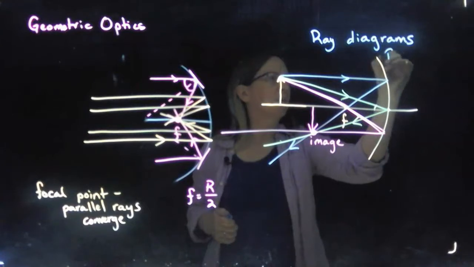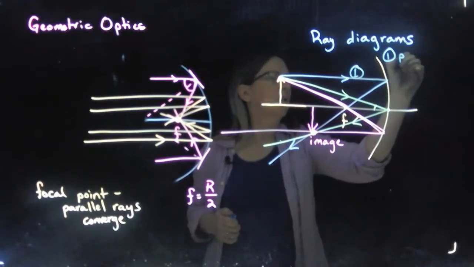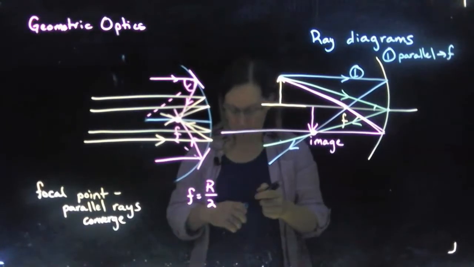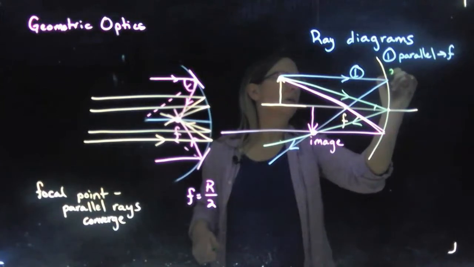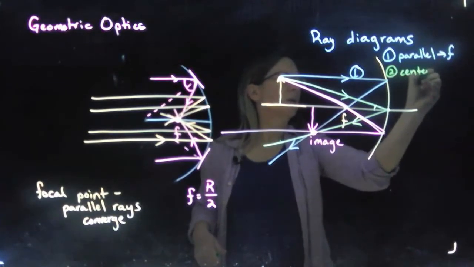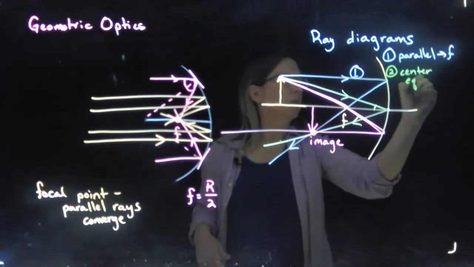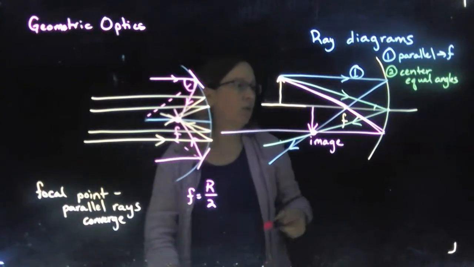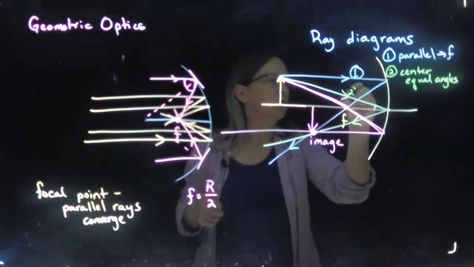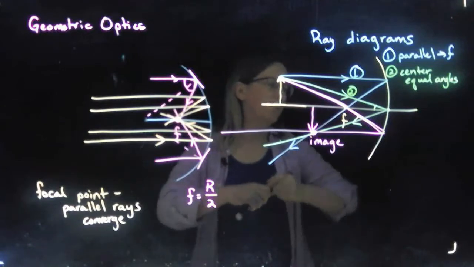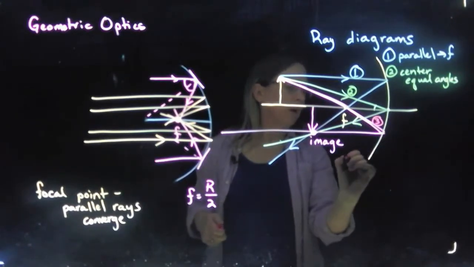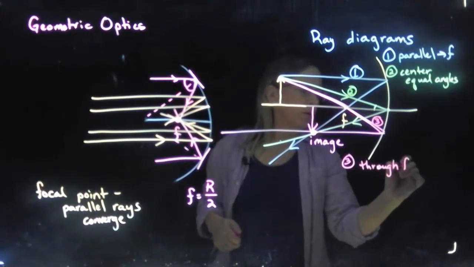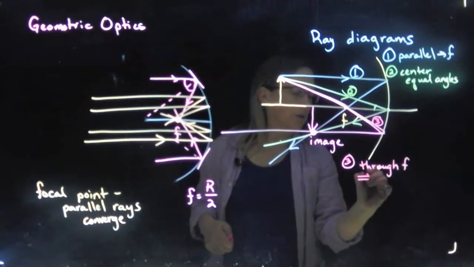So the first ray that we've got, this first one, comes in parallel and goes through the focal point. That's the first ray. The second ray comes through the center and reflects back out at equal angles. Okay, and then the third ray, so that's the second ray right here, this greenish one. And then the third ray is this pink one. The third ray goes through the focal point and then hits the mirror and comes out parallel.